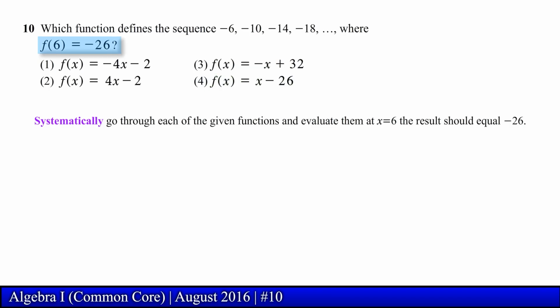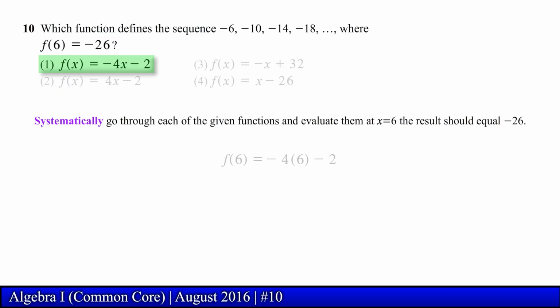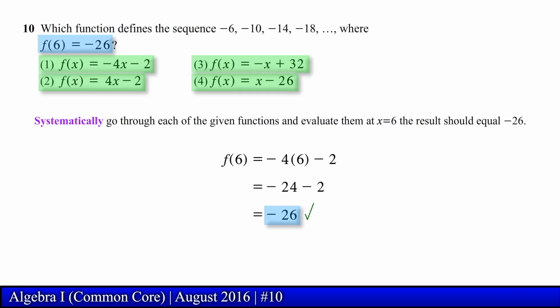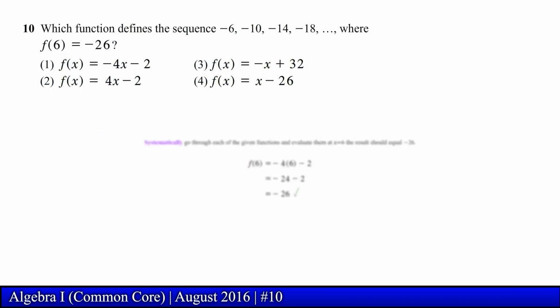We can figure out this problem by systematically going through each of the given functions and evaluating them at x equals 6. The result should give us -26. Evaluating the first function at x equals 6, we obtain -26, and bingo, we figured it out on the first attempt. We could have attempted it 4 more times until we found the correct answer, but we got it on the first try.